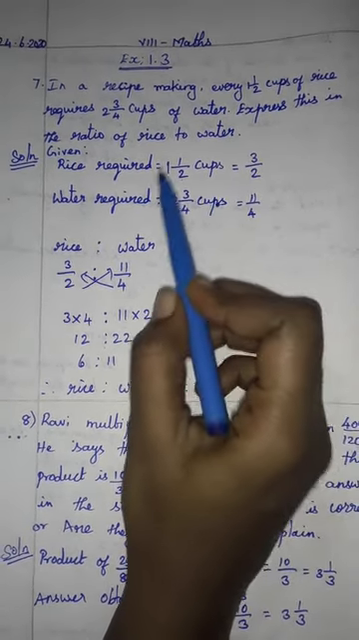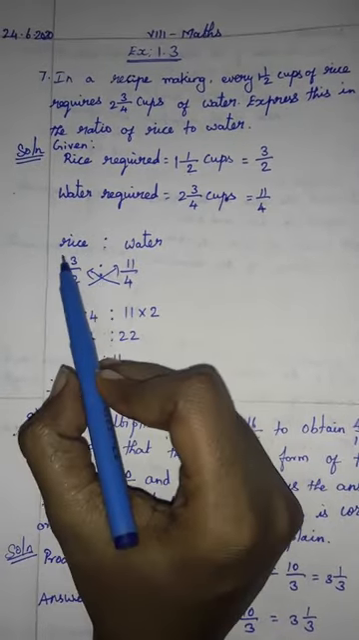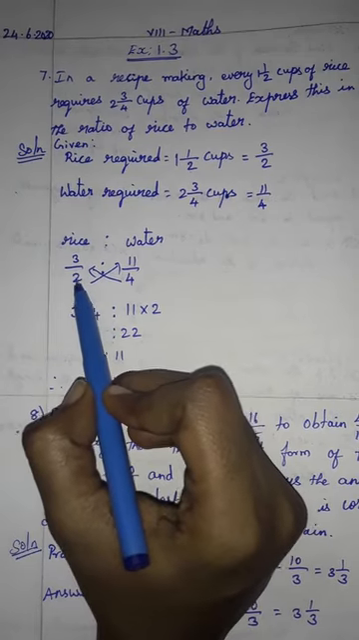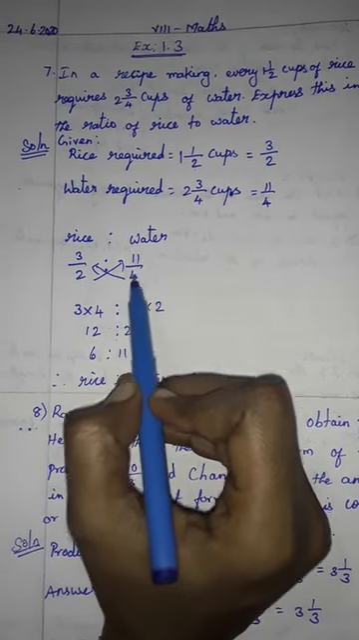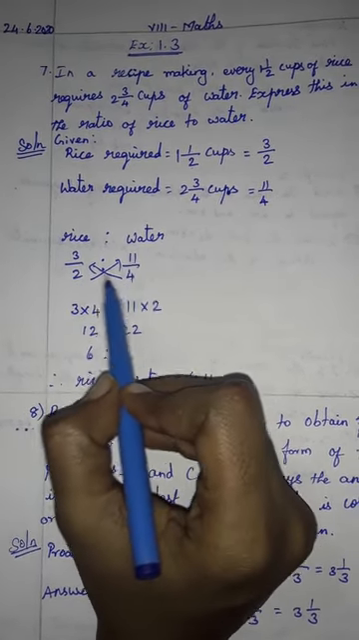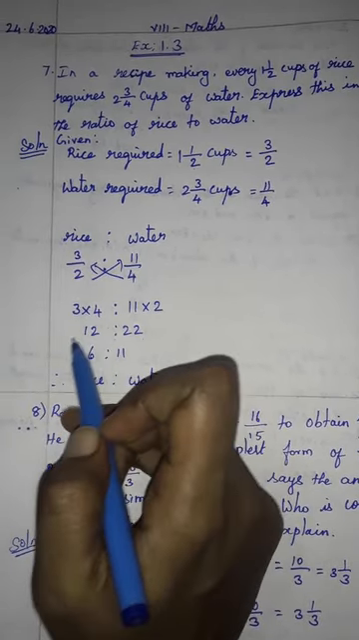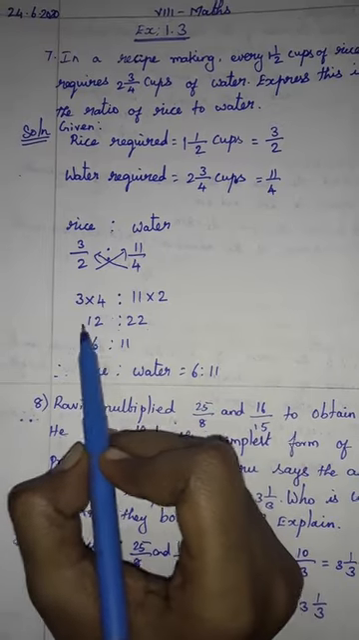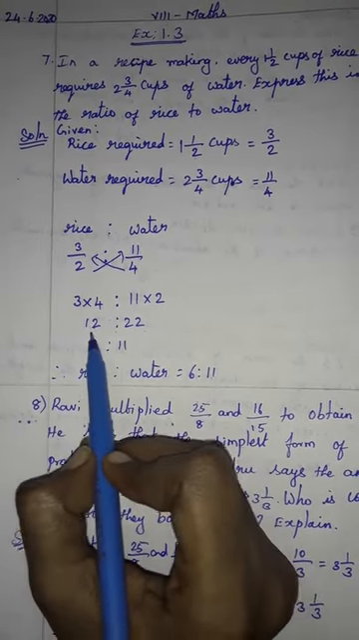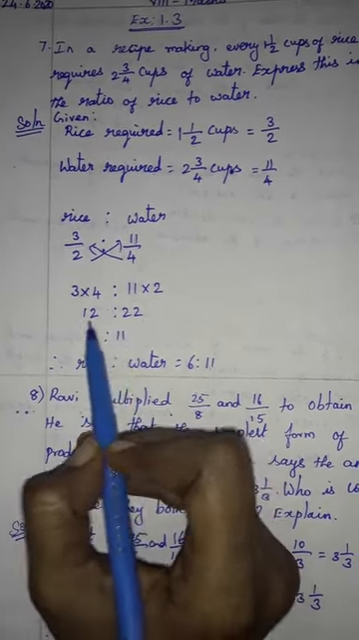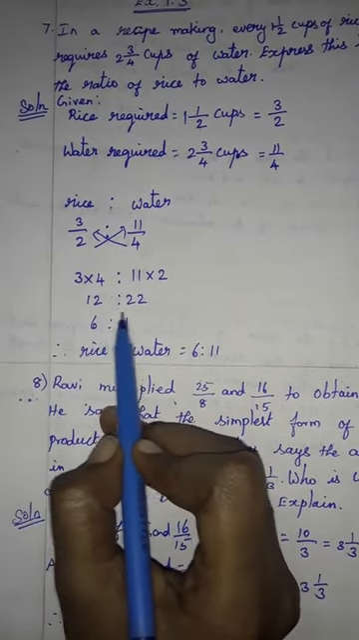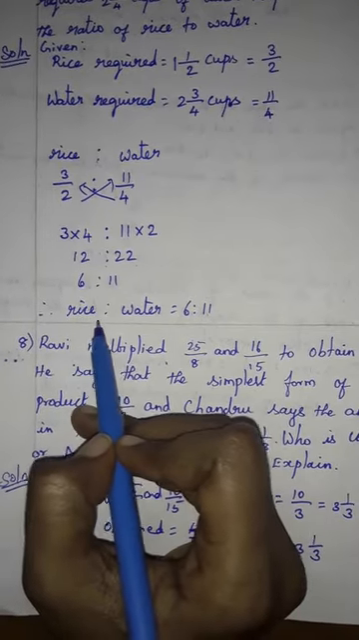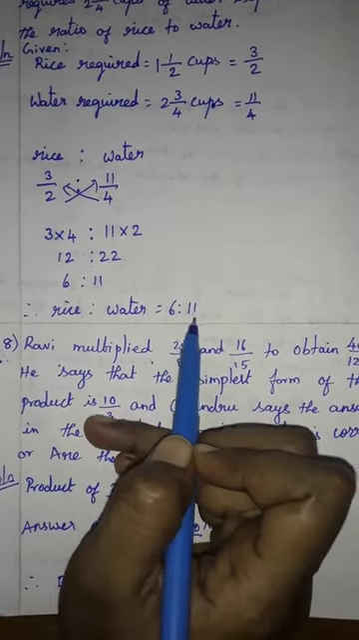After converting these two, you have to find the ratio of rice and water. Rice is to water, that is 3 by 2 is to 11 by 4. It is in the fractional form. You have to cross multiply it. We get 3 into 4 is to 11 into 2. We get 12 is to 22. It is not in the simplest form. So you have to convert this into simplest form. We get the answer 6 is to 11. Therefore, the ratio of rice and water is 6 is to 11.